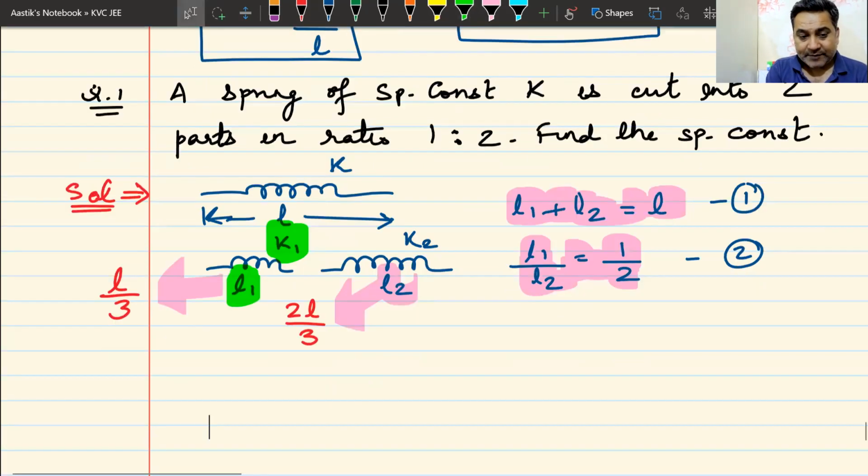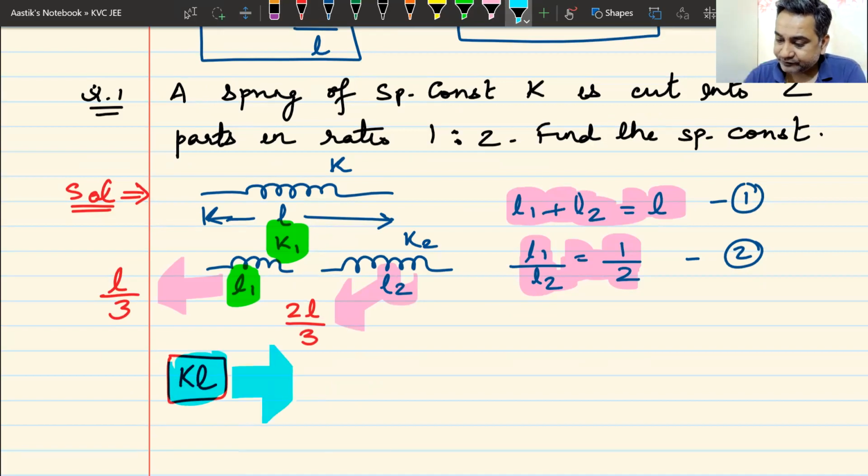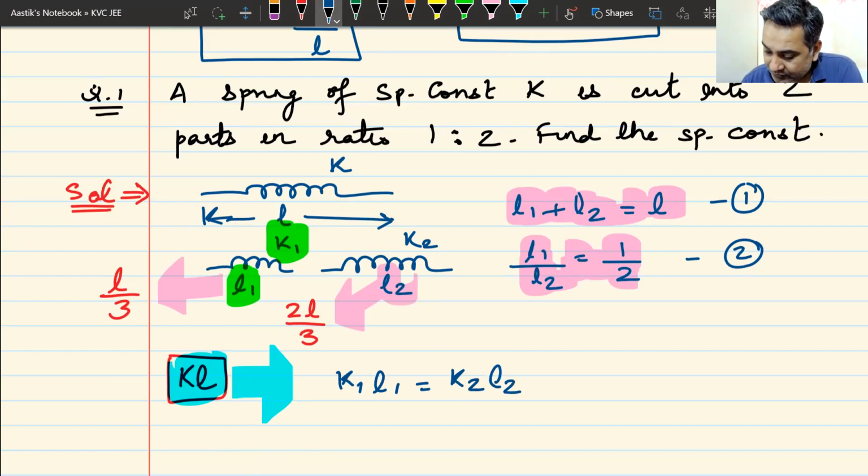So for that, I apply the formula or the concept that K into L is a constant. We have seen this. That means K1 into L1 will be equal to K2 into L2. That will be equal to K into L.